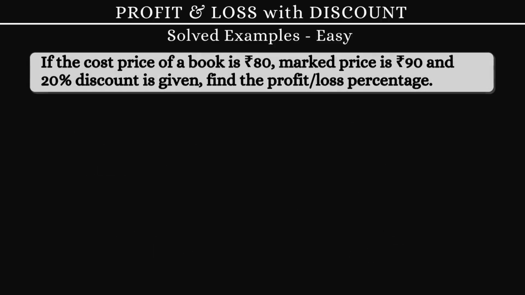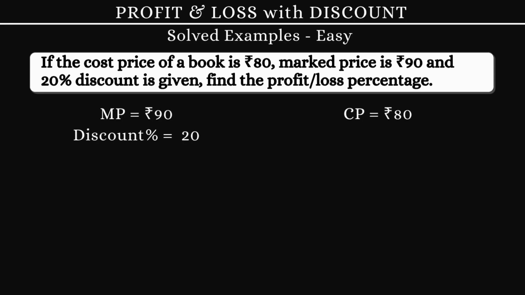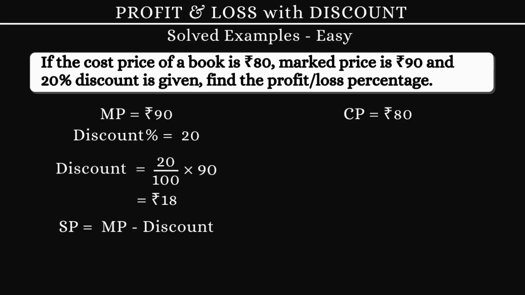Next question. If the cost price of a book is rupees 80, marked price is rupees 90 and 20% discount is given, find the profit or loss percentage. So here the cost price is 80 rupees, marked price is 90 rupees and discount percentage is 20. So from here the discount will be 20 by 100 into 90, which is 18 rupees. So the selling price will become 90 minus 18, which is 72 rupees.